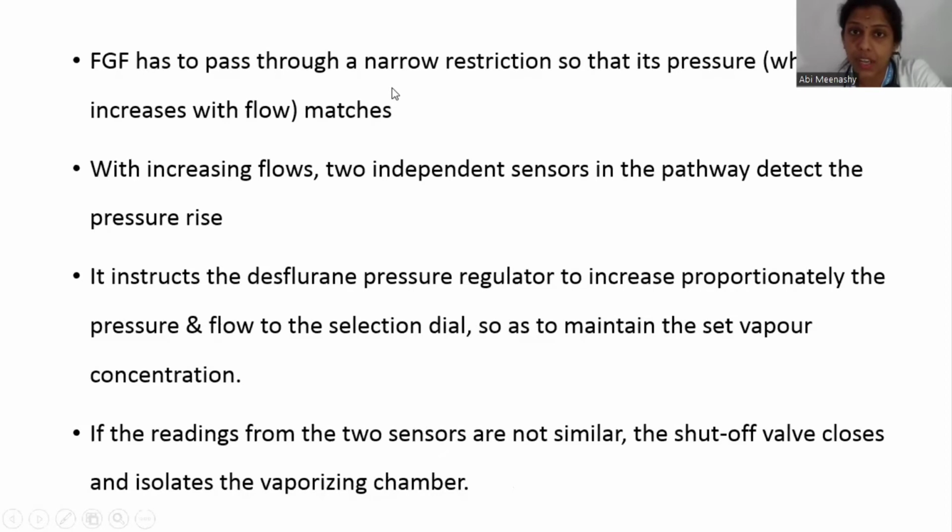Fresh gas flow has to pass through a narrow constriction. When the fresh gas flow faces a constriction, what will happen? The pressure will increase and the flow will increase. With the increasing flow, 2 independent sensors in the pathway will detect the pressure rise. These sensors will detect the pressure of fresh gas flow and the vapor. It will instruct the desflurane pressure regulator to increase proportionately the pressure and flow to the selection dial so as to maintain the set vapor concentration. So your fresh gas flow pressure is very important because that decides the vapor pressure also.